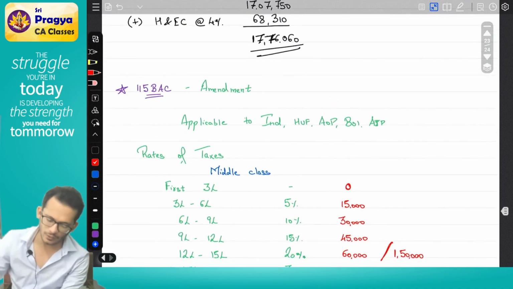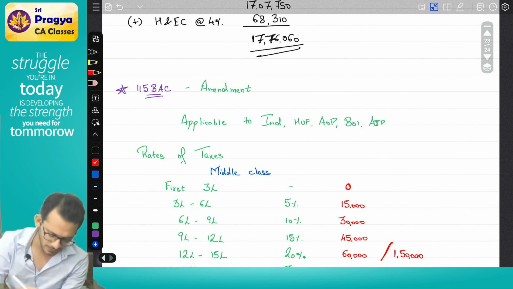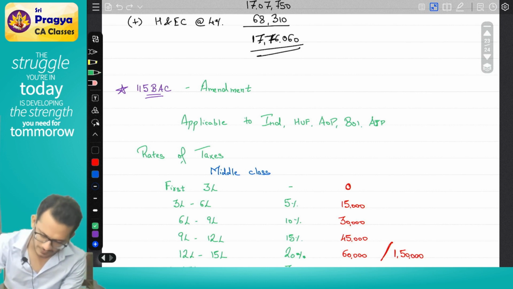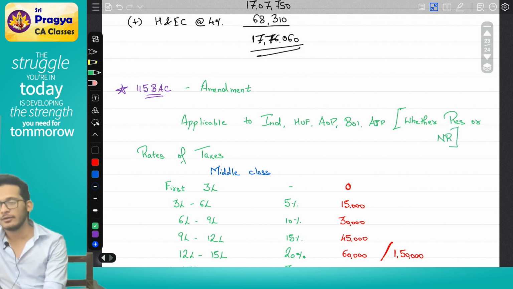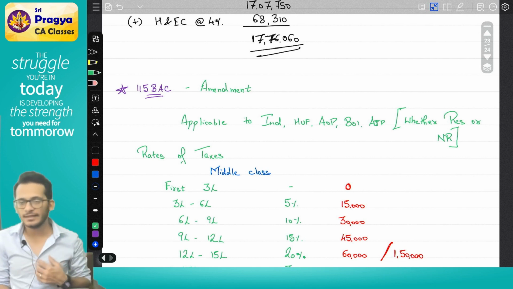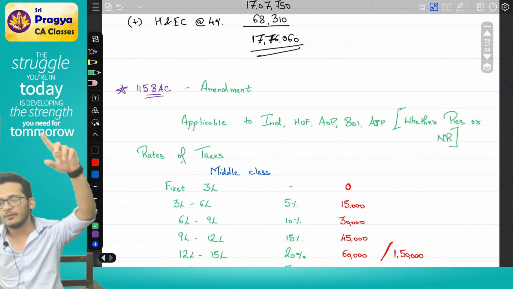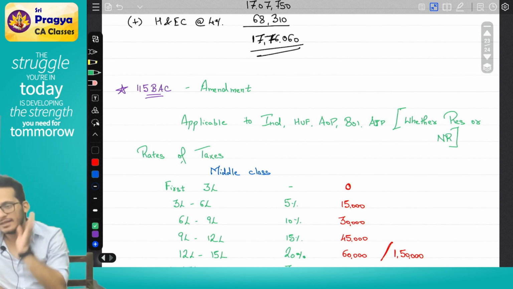When I told you this is applicable for individual, HUF, AOP, BOI, AJP, it is applicable for every person, whether resident or non-resident. Rahul, I am a resident aged 60 years. Old regime, my slab will start from 3 lakhs. New regime, my slab will start from 3 lakhs.